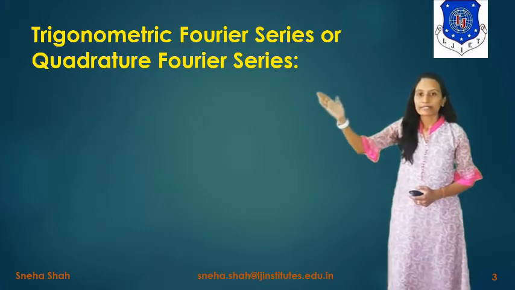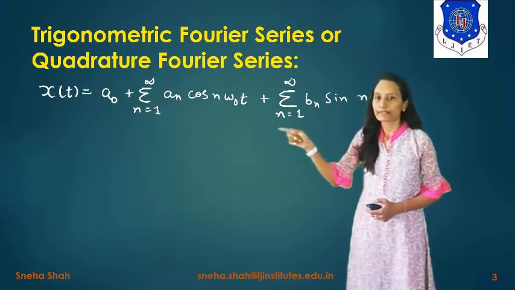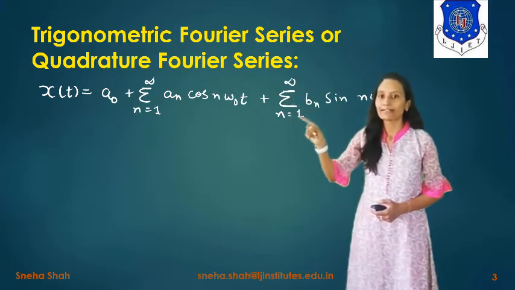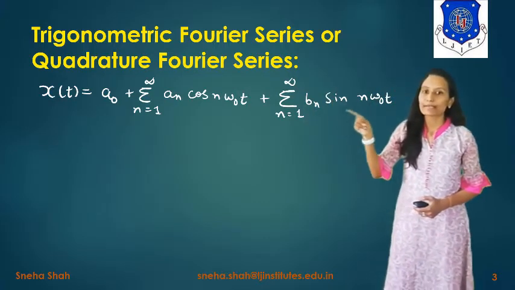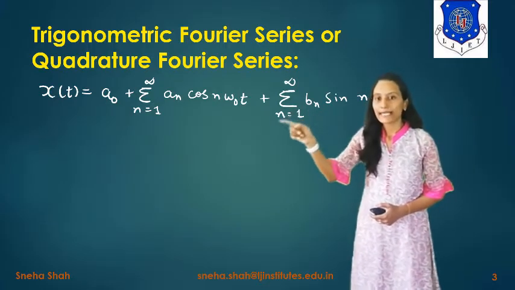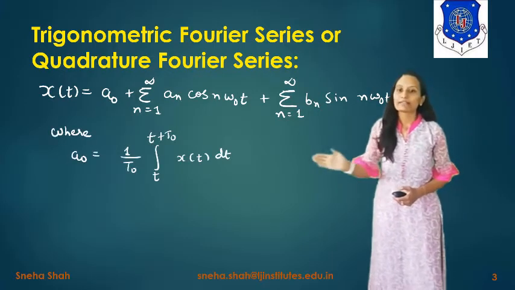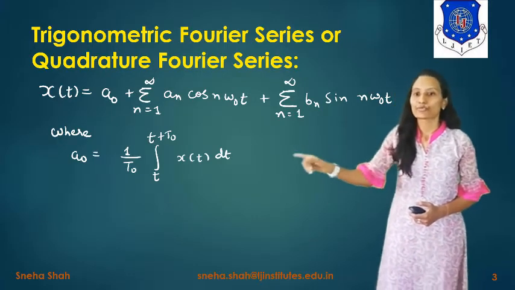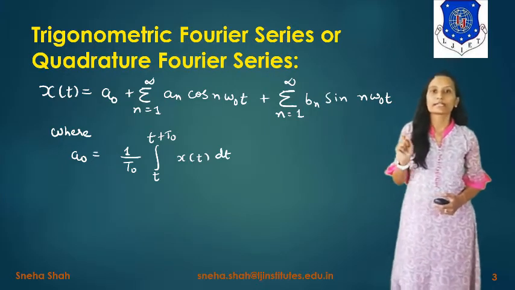If you take the trigonometric Fourier series, its equation will be like this: x of t equals a0 plus summation n equals 1 to infinity an cos n omega 0 t plus summation n equals 1 to infinity bn sin n omega 0 t. In this equation, a0, an and bn are constants. Starting with a0, the value of a0 equals 1 upon t0 integration t to t plus t0 x of t dt.